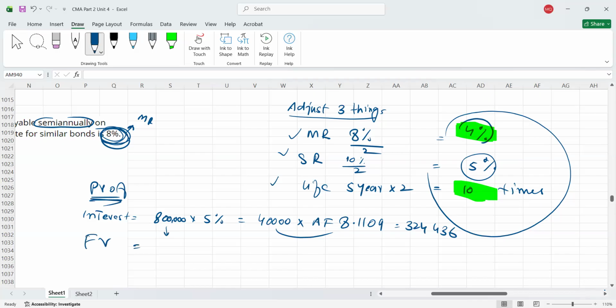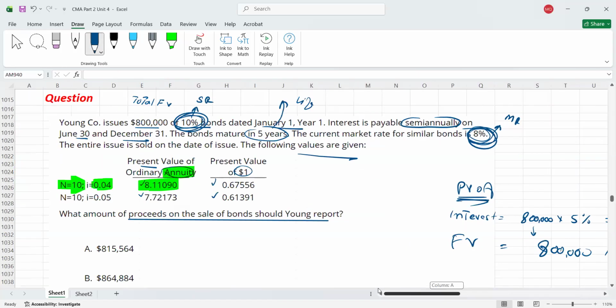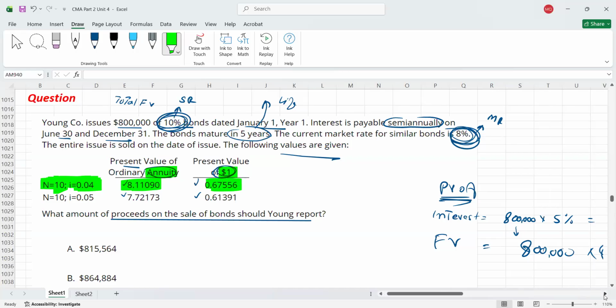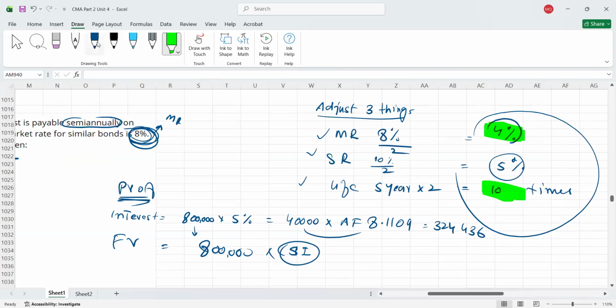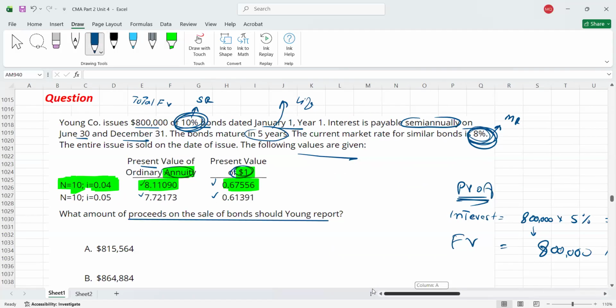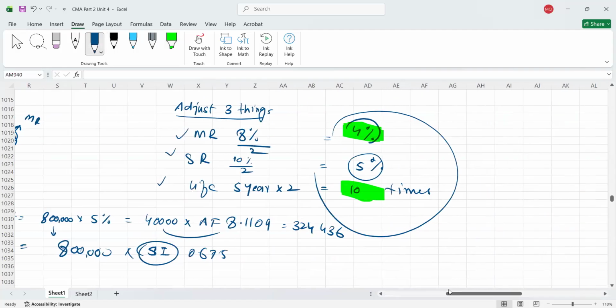Face value is $800,000 times the present value factor of $1. Go to the $1 column. Again the market rate is 4% and periods are 10. So this figure you will pick, 0.67556. Just multiply, and you will get another figure.